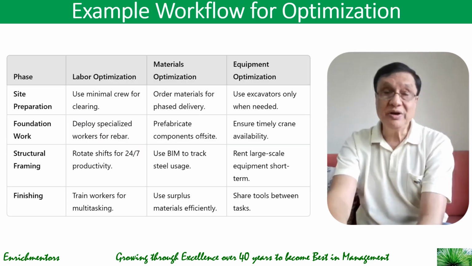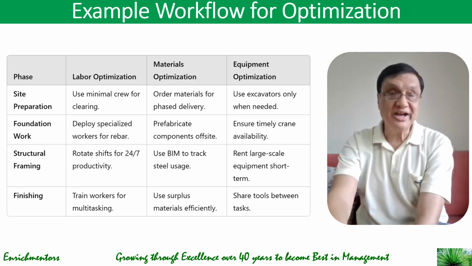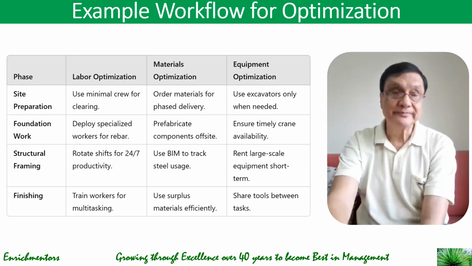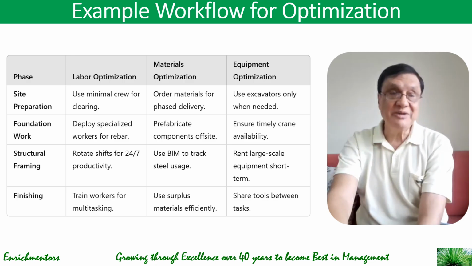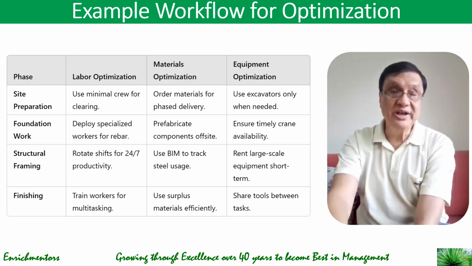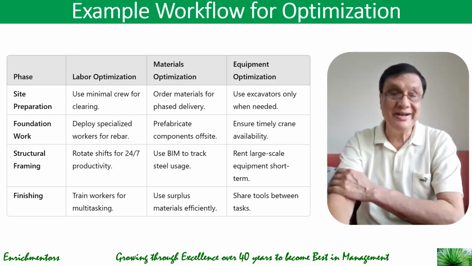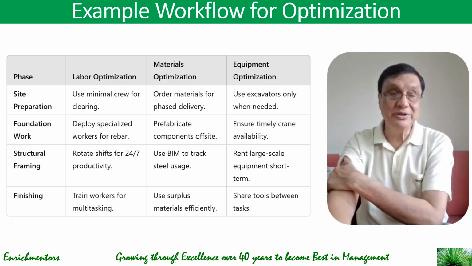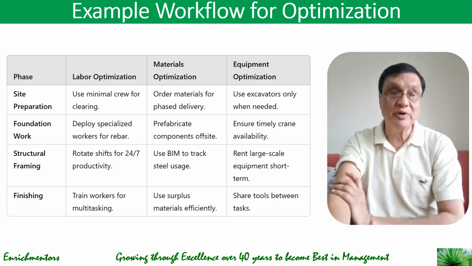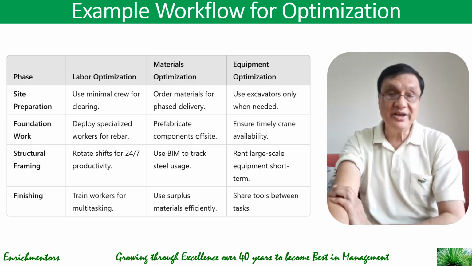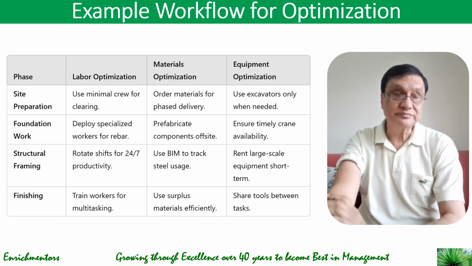Let's take a look at an example of optimization. What kinds of optimization can you do, and when? In the site preparation phase, you can do labor optimization by using a minimal crew for clearing. You can optimize materials by ordering material for phased delivery. Equipment can be optimized by using the excavator only when needed. In the foundation work, you can deploy specialized workers for rebar for labor optimization, prefabricate components off-site for material optimization, and for equipment utilization, ensure timely crane availability.